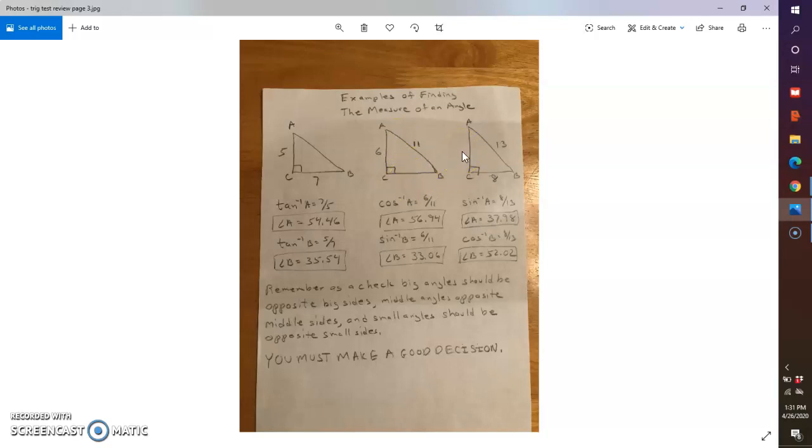The key to doing this successfully is understanding how to use your calculator and making sure you make a good decision. You have to choose the correct trig function to get the correct answer. Good luck, and good luck with the assignment. We'll move on to finding the measure of a side later on in the week.